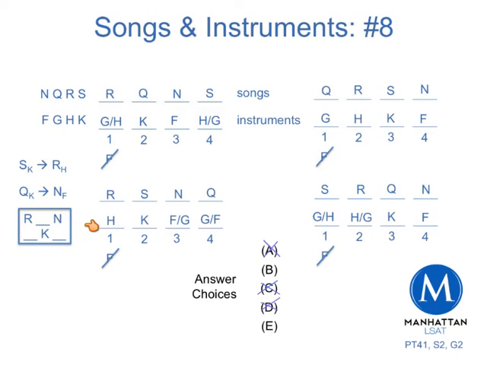Down to the last constraint. So we know that R, K, N need to appear in that order. That's going to get rid of answer choice E. That one goes R, and then F, and then N. So let's eliminate E, and that leaves us with B as the correct answer.